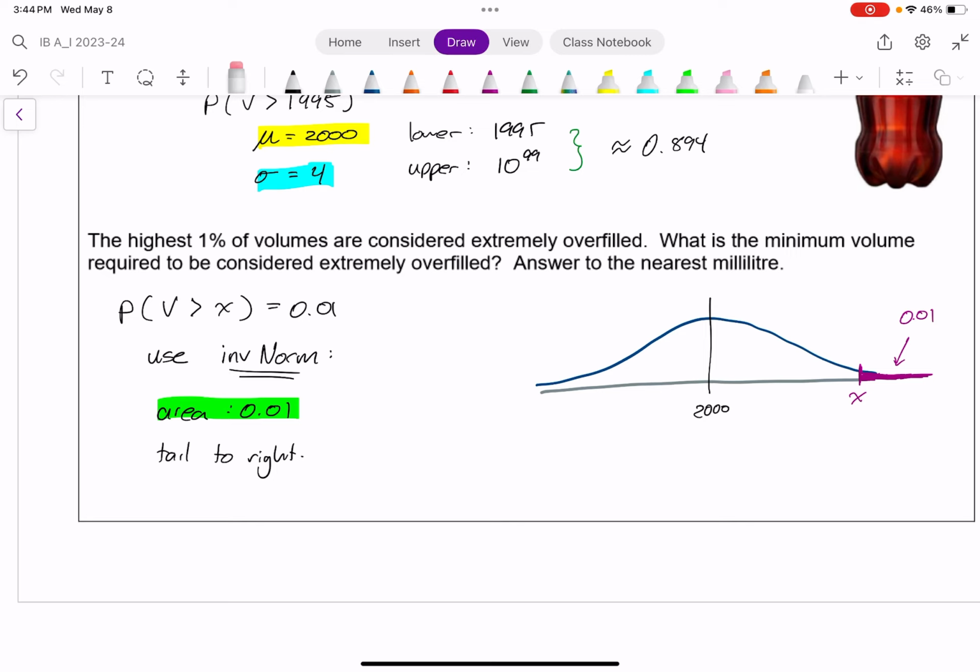And so just input this data in, and it should tell you the value of x, which is about 2009.3, so to three significant figures, 2010 milliliters. So anything 2010 milliliters and above to three significant figures would be considered extremely overfilled.